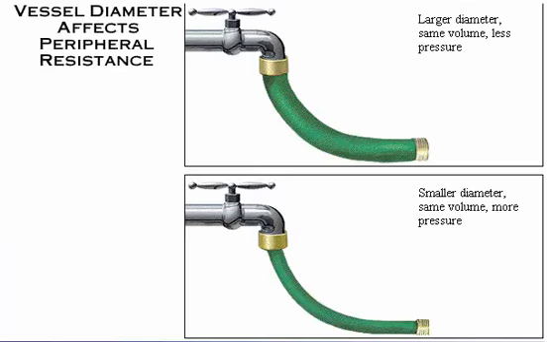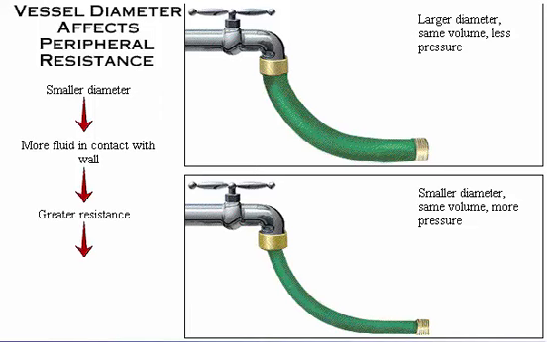Let's look at how vessel diameter affects peripheral resistance. As the diameter of a tube, such as a blood vessel or a hose, gets smaller, a greater proportion of the fluid is in contact with the wall of the tube. Therefore, resistance to flow is increased and pressure rises. We can use garden hoses to demonstrate this principle. Click the faucets to see the effect of diameter on pressure.